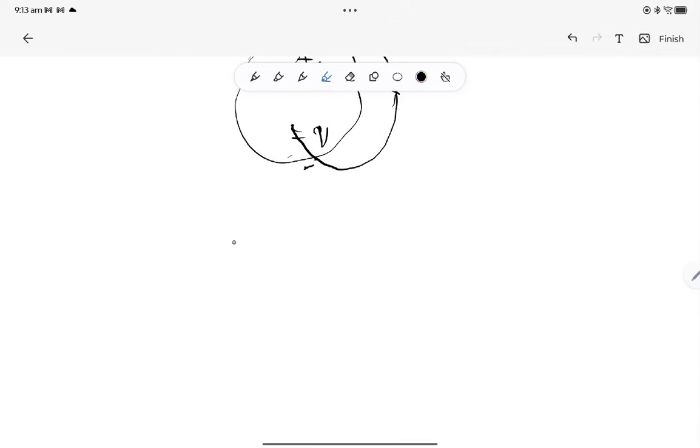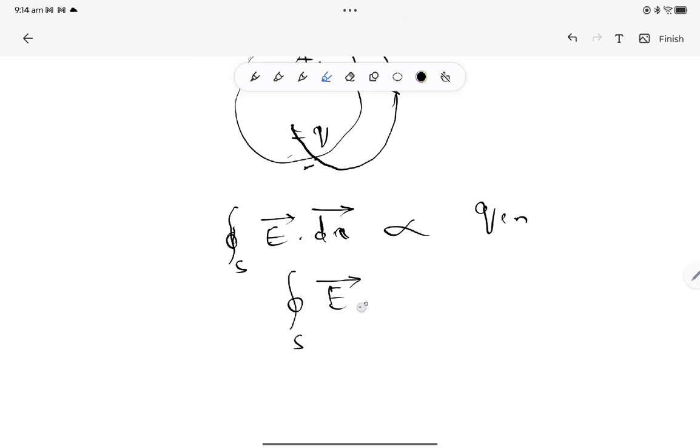Hence, we conclude that electric flux through a closed surface is directly proportional to the net charge enclosed by the surface. And if we introduce a constant of proportionality, it comes out to be, which you can easily test yourself, Q enclosed divided by epsilon naught, for a surface and a charge in free space.